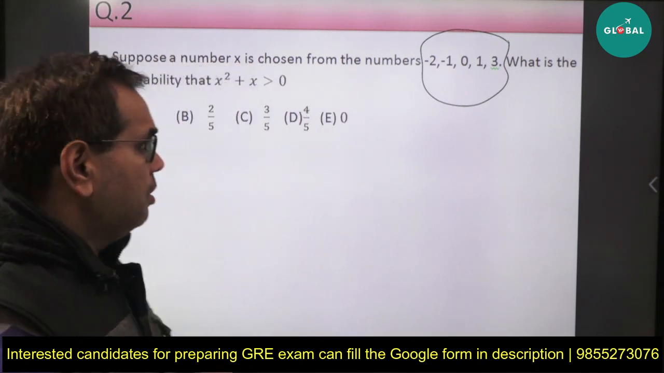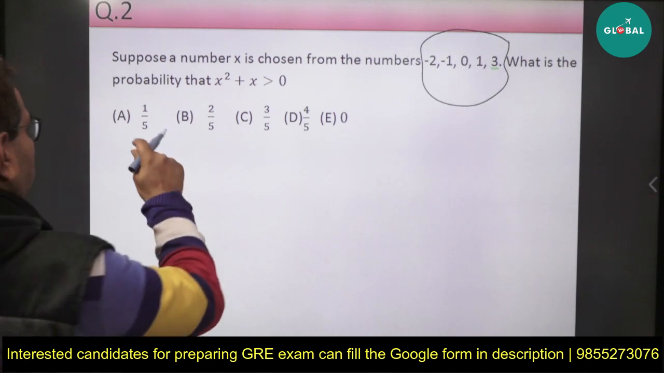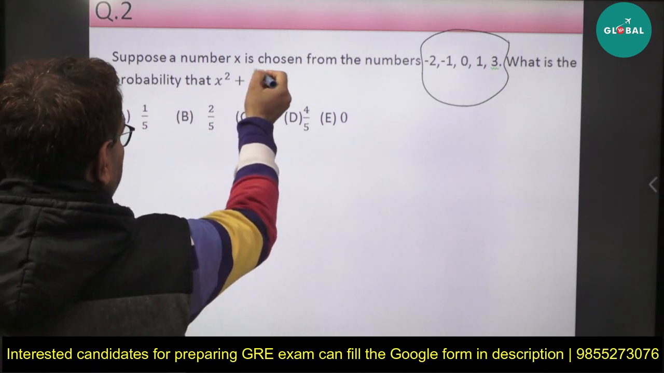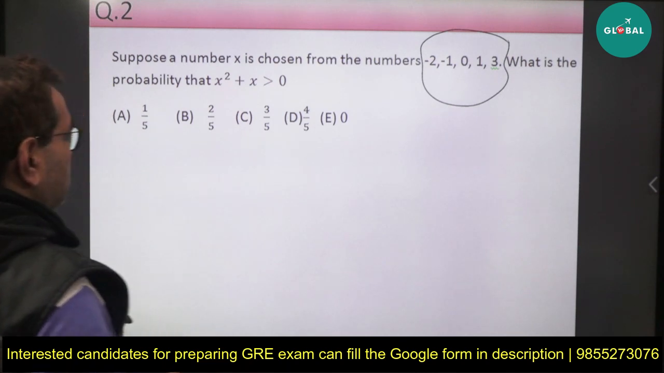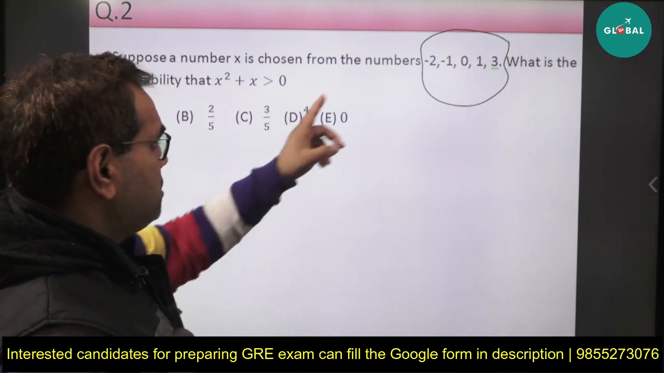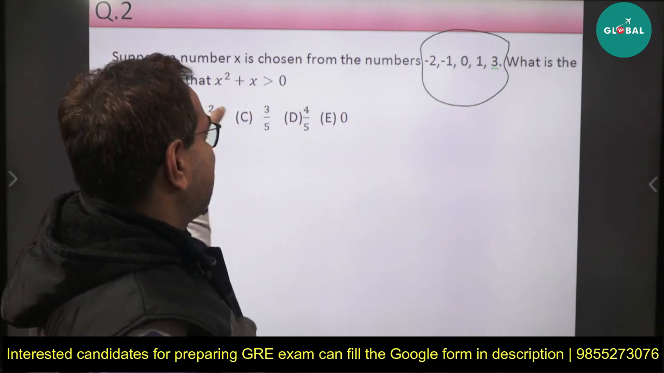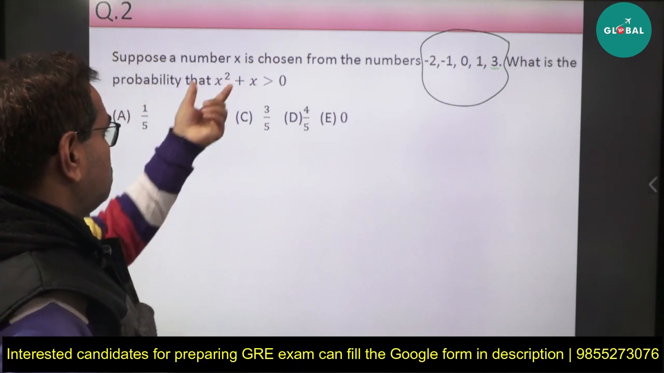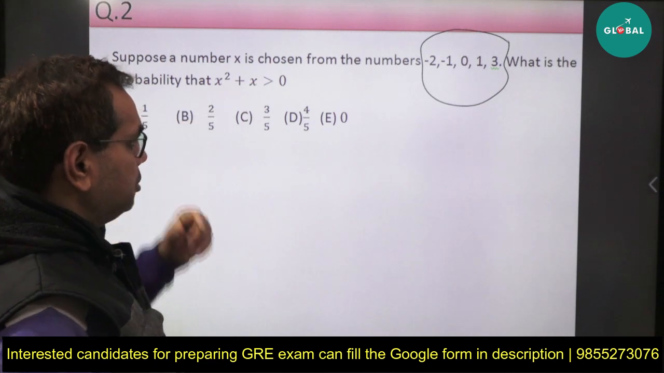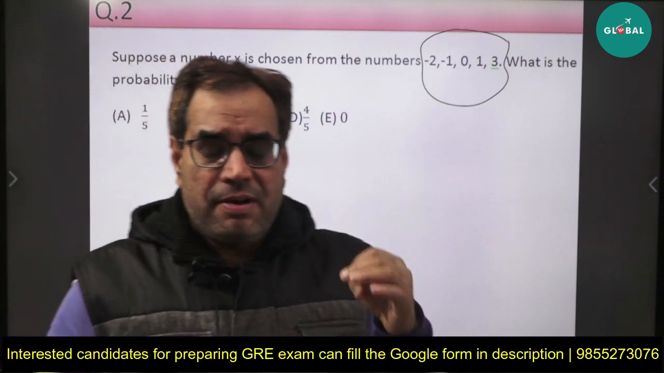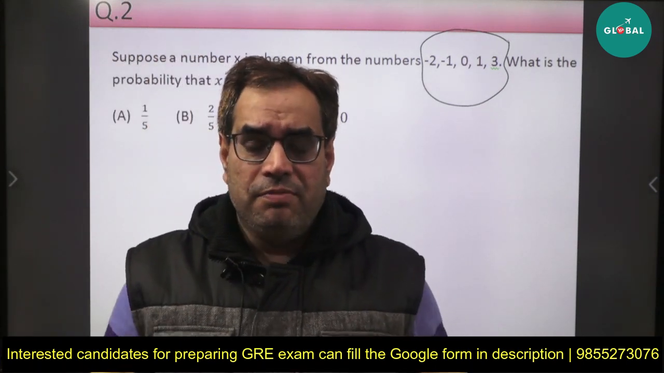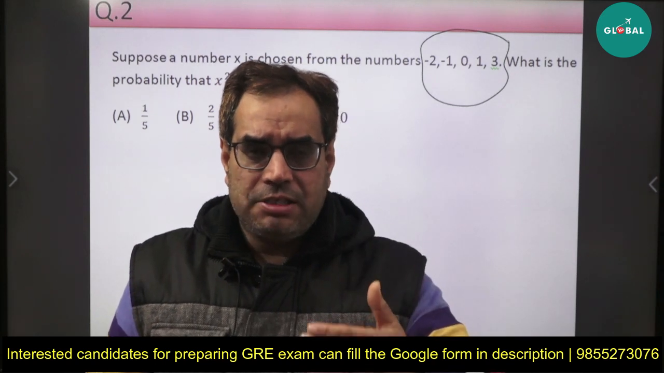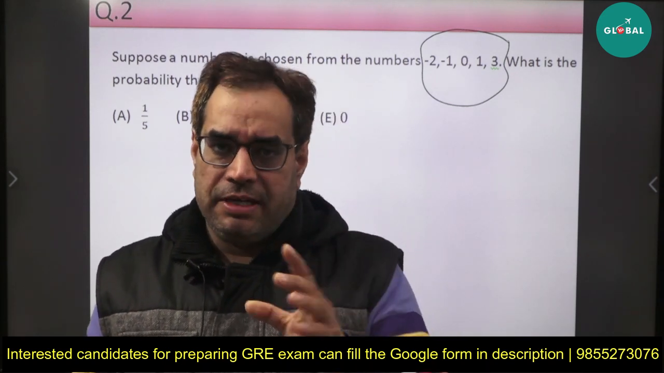Right. Now we want that probability. What is the probability that this quantity is greater than 0? For each case we will calculate x square plus x, and then count the number of cases where this quantity is greater than 0. That will give us the favorable number of cases. Probability of the event is equal to favorable number of cases divided by total number of cases.